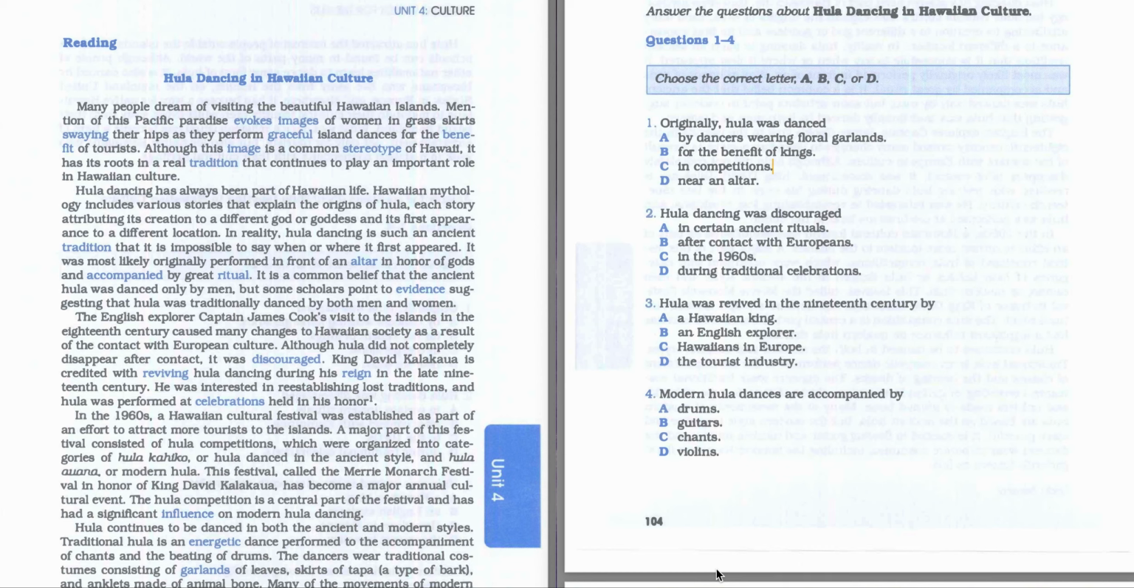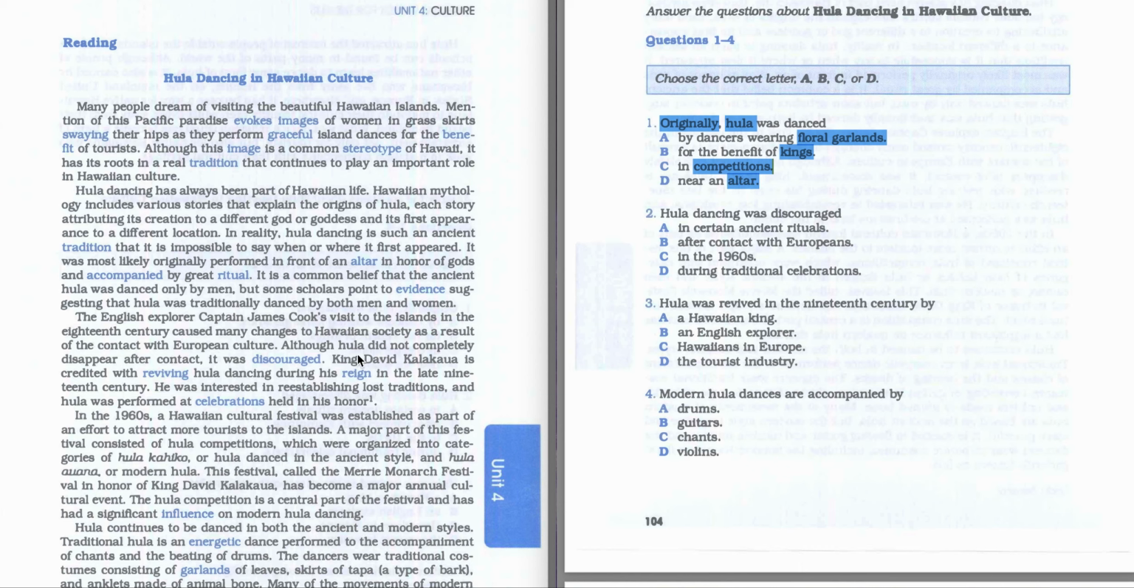Let's read the first question. Originally hula was danced... So let's highlight keywords. It's hula dancing, and another keyword is originally. Let's read the first option. A. By dancers wearing floral garlands. Let's highlight the keywords floral garlands. B. For the benefit of kings. The keyword is kings. C. In competitions. The keyword is competitions. D. Near an altar. Let's highlight the keyword altar.